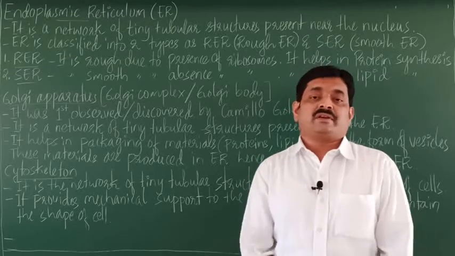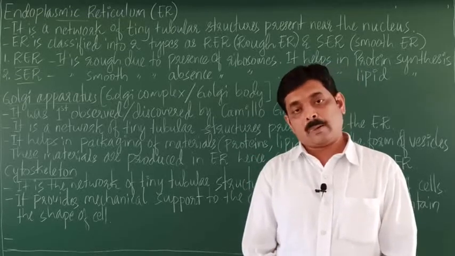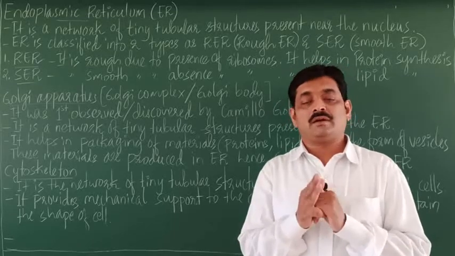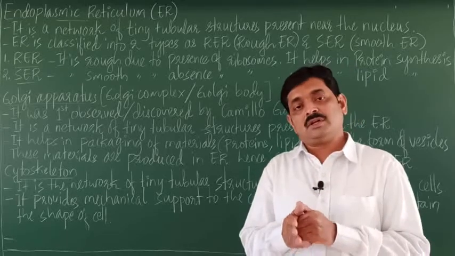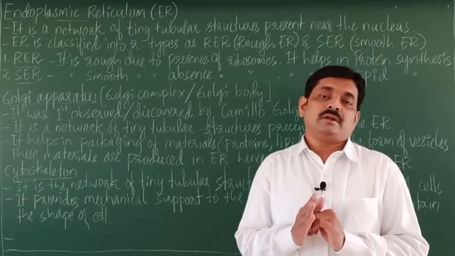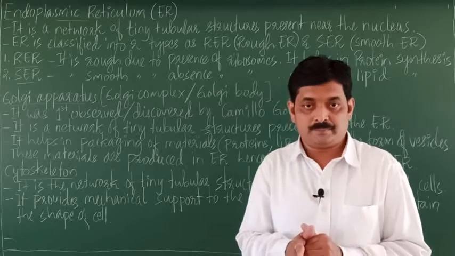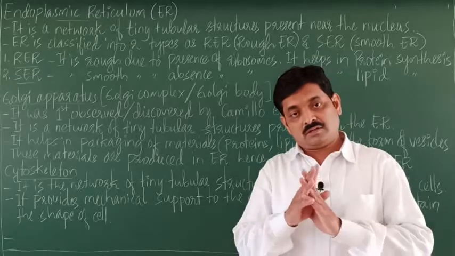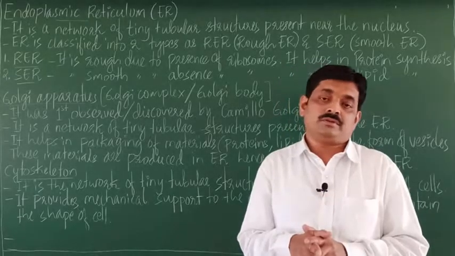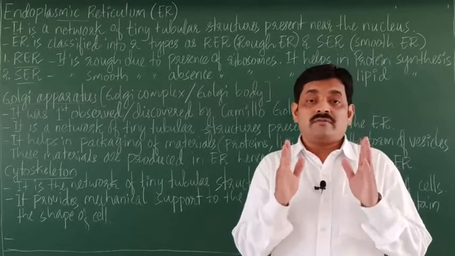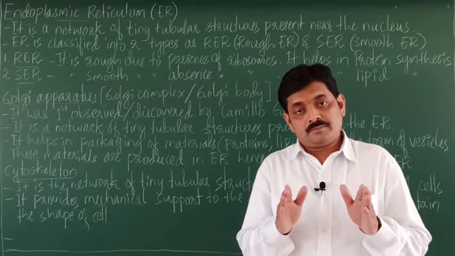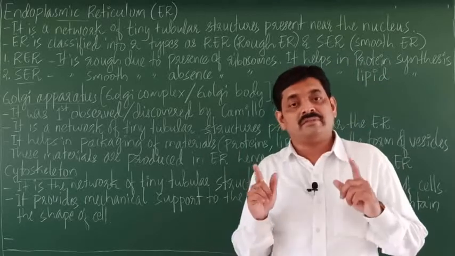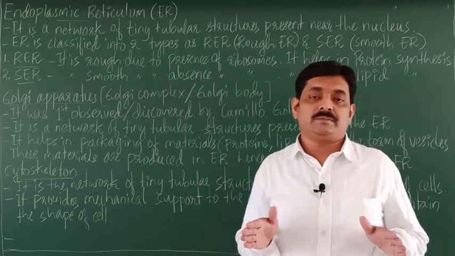So which endoplasmic reticulum helps to produce protein? Rough or smooth? It is the rough endoplasmic reticulum. Rough endoplasmic reticulum helps to produce protein. Why does it help to produce protein? Because it has ribosomes. So rough endoplasmic reticulum, with the help of ribosomes, is involved in synthesis of protein.